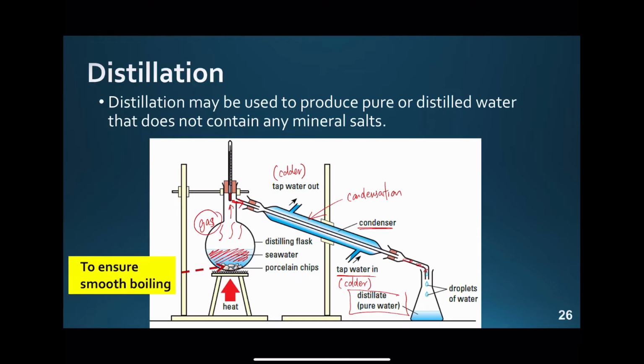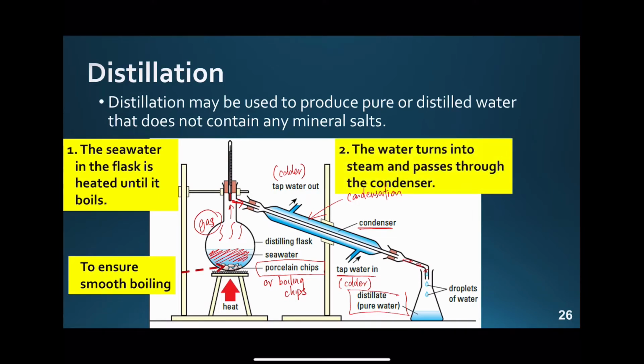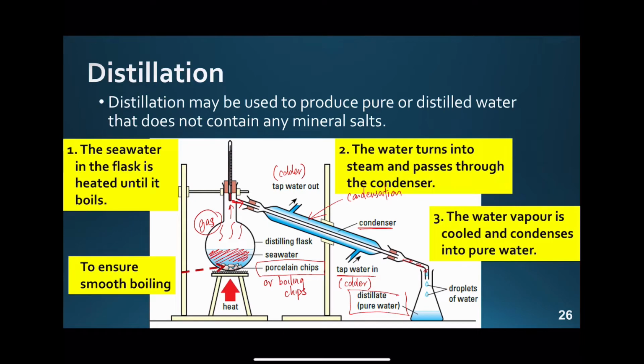Some of the things to take note of: you'll notice in this setup there are porcelain chips, which we sometimes also call boiling chips. The purpose is to make sure that boiling happens very smoothly so that it doesn't become too dangerous, so that it won't splash and overspill into the condenser. Take note that the seawater in the flask is heated until it boils. Once it boils, the water vapor that rises up will pass through this condenser. The water vapor will cool down and condense into pure water, which is what I call the distillate.